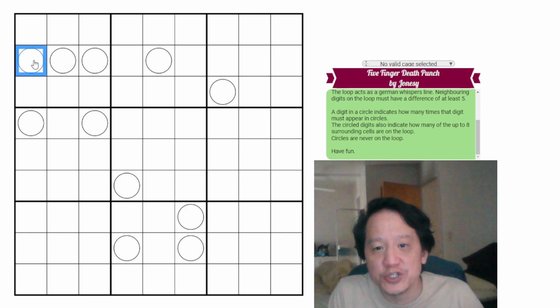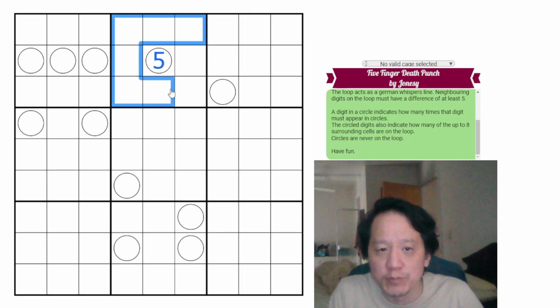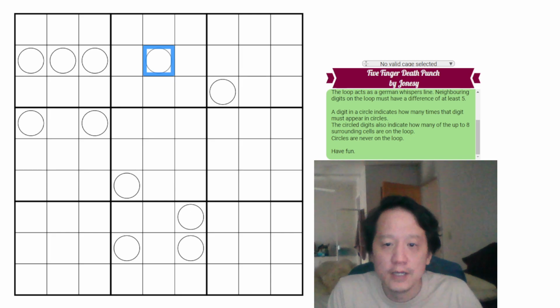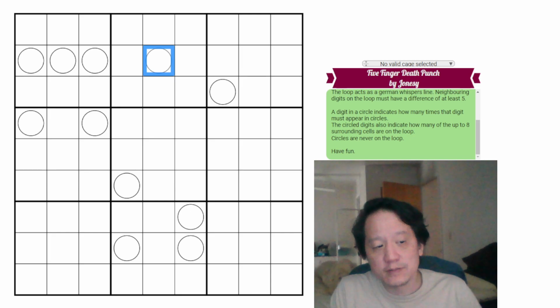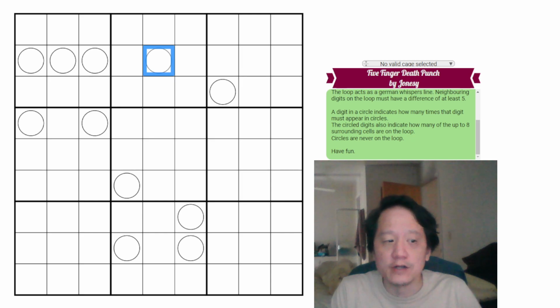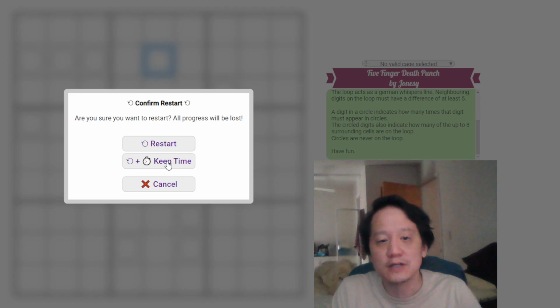Also, the circle digit indicates how many of the up to 8 surrounding cells are in the loop. So if this was 5, that would mean 5 of these 8 squares are on the loop. And circles themselves are never on the loop. Those are all the rules. If you want to play along, there's going to be a link in the description. And now I'm going to get started.